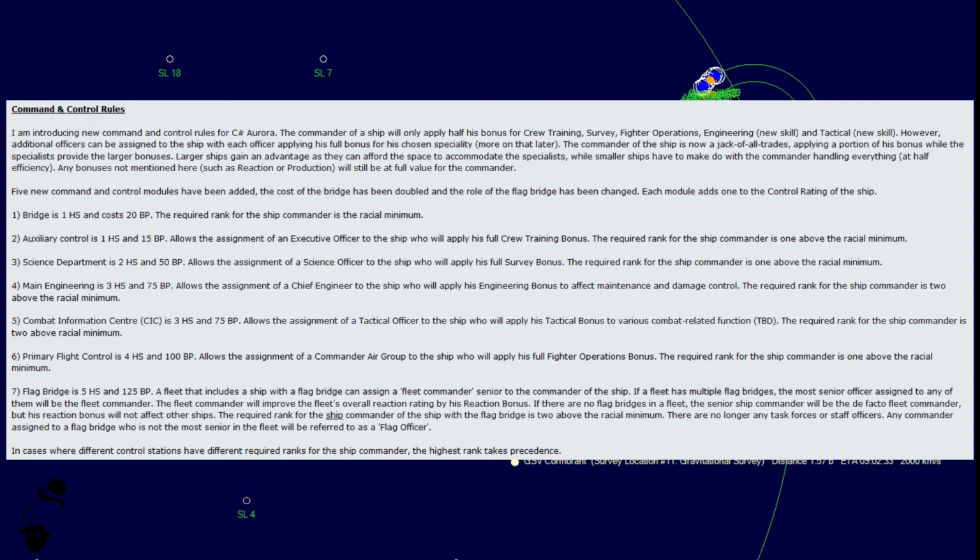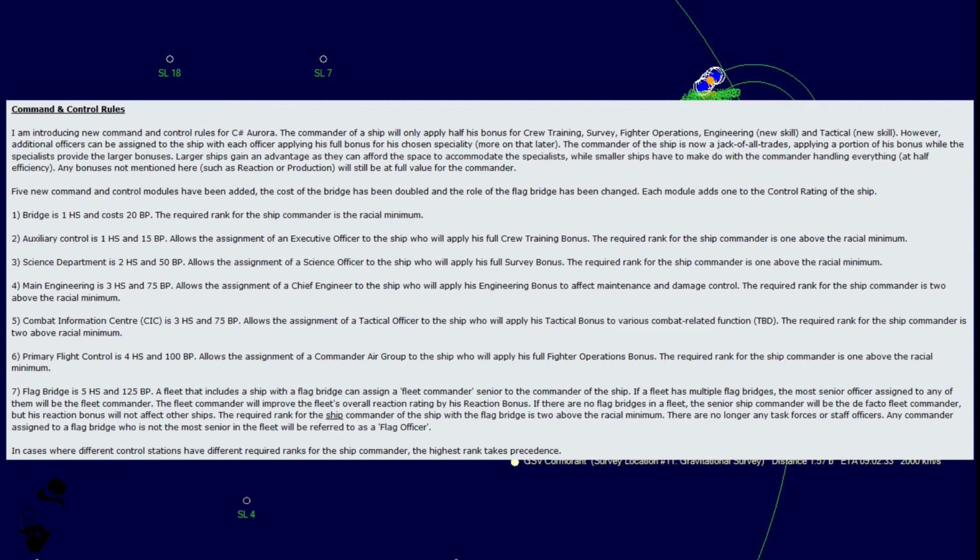And finally, flag bridge is 5 hull size and 125 build points. A fleet that includes a ship with a flag bridge can assign a fleet commander senior to the commander of the ship. If a fleet has multiple flag bridges, the most senior officer assigned to any of them will be the fleet commander. The fleet commander will improve the fleet's overall reaction rating by his reaction bonus. If there are no flag bridges, then the senior commander will be the de facto fleet commander, but his reaction bonus will not affect other ships.